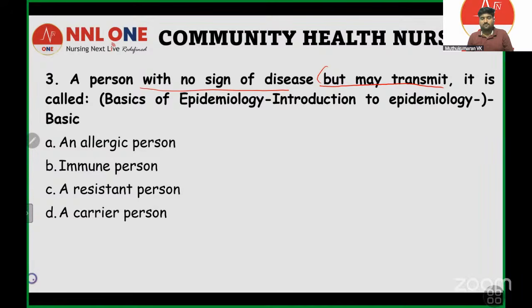So here you all know that there is no sign of a disease but it may transmit a disease. So it is a carrier person. So what about an allergic person? What about an immune person? What about the resistant person here?